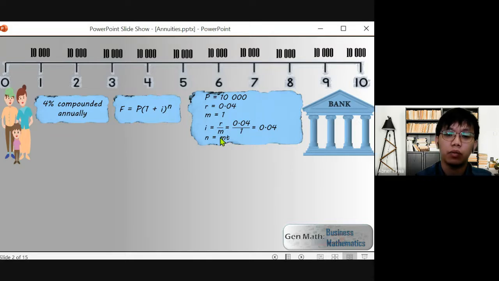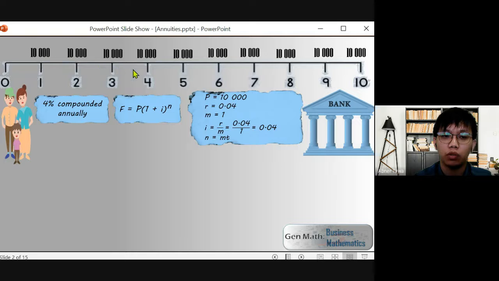Okay. And we have here the value of n. We cannot specify directly the value of n here because there is no specified length of time for each 10,000. Because yung first 10,000 na to, it has a longer length of time from the time now we are going to withdraw the savings. It will be 1, 2, 3, 4, 5, 6, 7, 8, 9 years that it will stay at the bank. On the other hand, yung second 10,000 natin, because it is saved later, therefore its length of time will be shorter compared to the first 10,000.